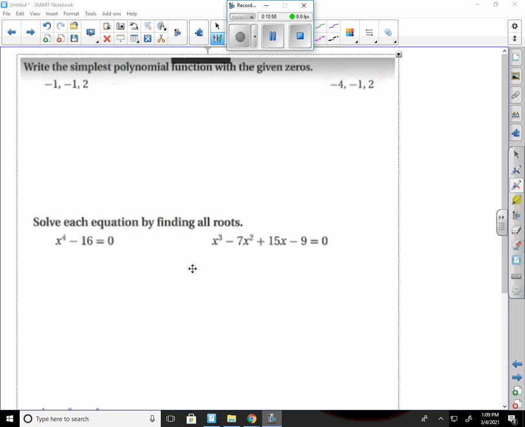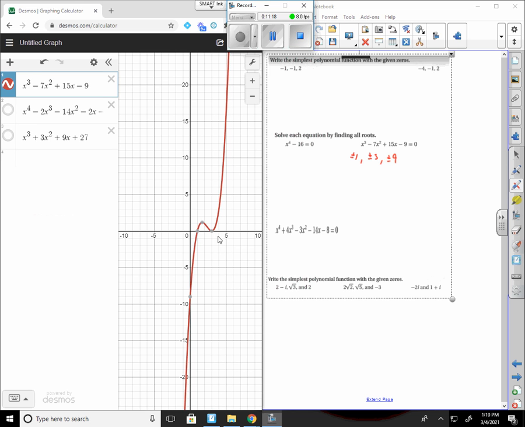So now here, we're going to do our P over Q. Again, Q is 1. I'm only worried about my top. Plus or minus 1, plus or minus 3, plus or minus 9. Graph it in Desmos. It gives us these 2 points, 1 and 3.